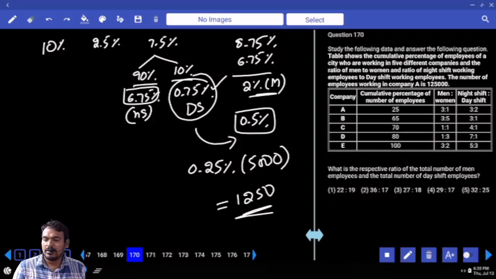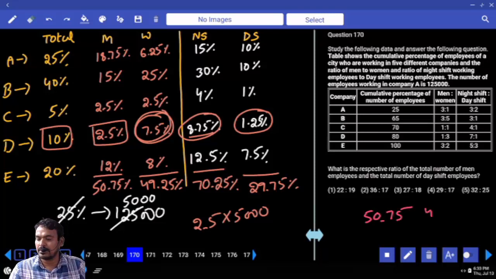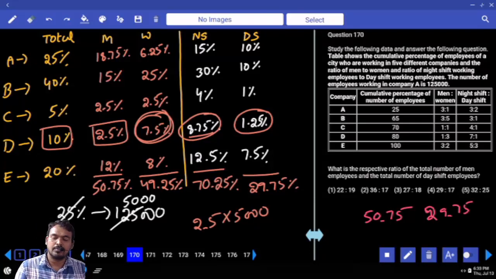Next 170. What is the ratio of the total number of men employees and total number of day shift employees? I think direct question. What are the men employees? 50.75. And what is the day shift employees? 29.75. Okay. What is the double value of 50.75? 101.5. 29.75 double, 58 plus 1.5, 59.5.